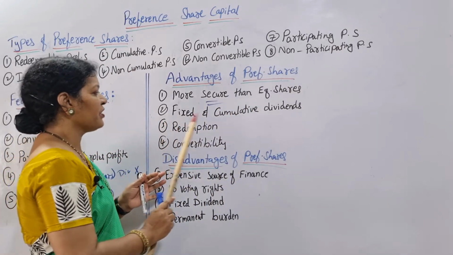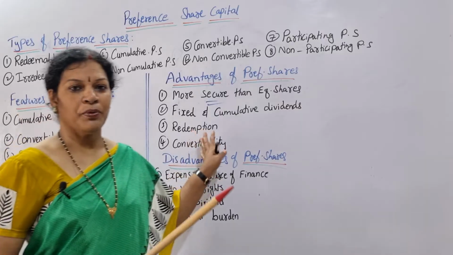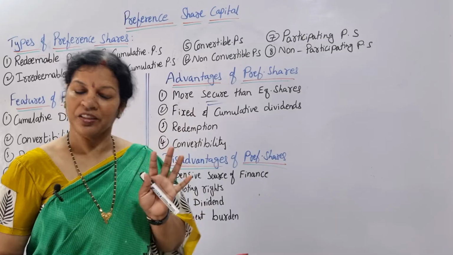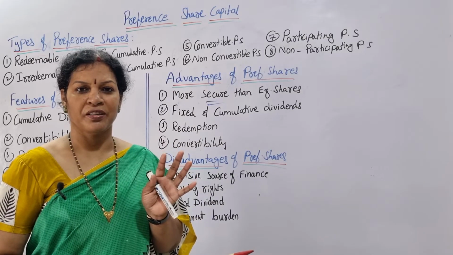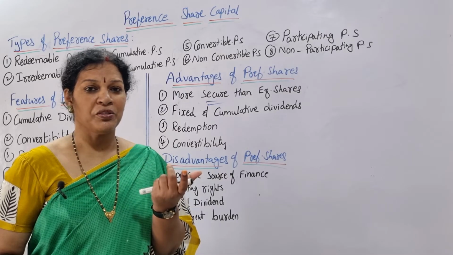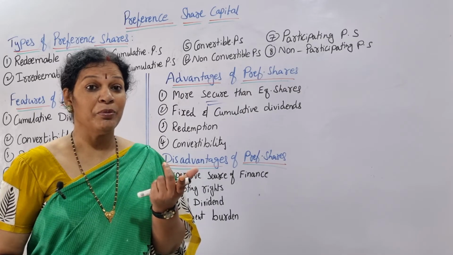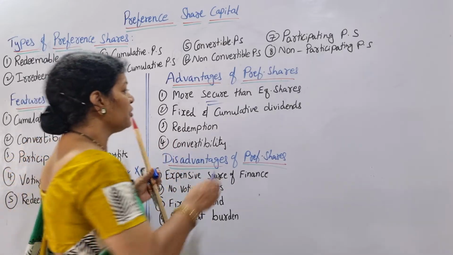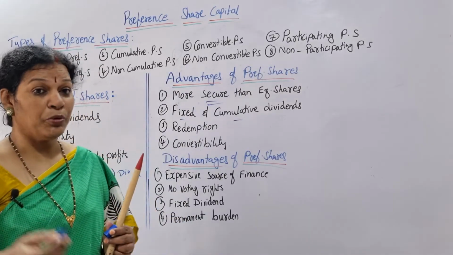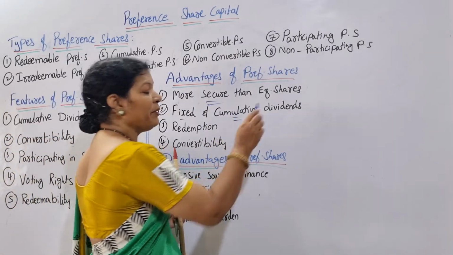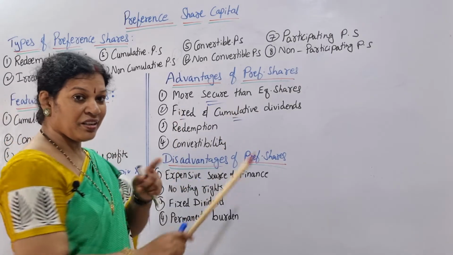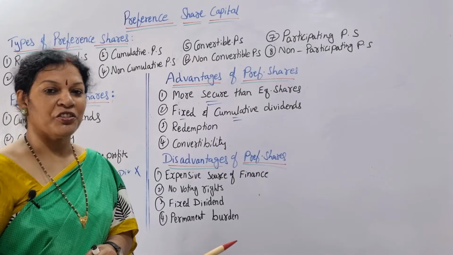The second point is fixed and cumulative dividends. First of all, let's talk about the fixed dividend. Fixed dividend is already decided, 12%. Yes, I get 12% every year, because whatever profit the company gets, first preference will be given to me. If the company is unable to pay, then it turns into a cumulative dividend. If it is unable to pay in any year, that will be paid the next year. That is why we call it a cumulative dividend. This is another advantage for the preference shareholders.